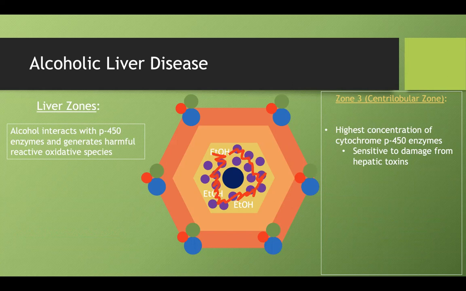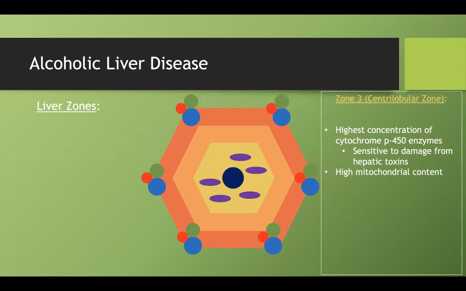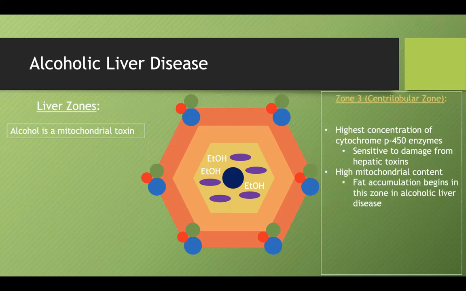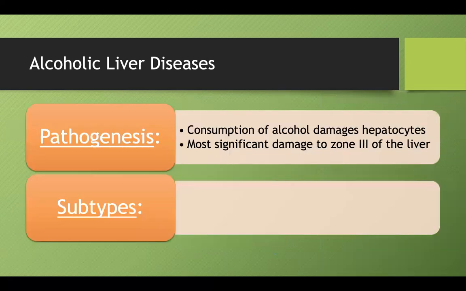zone initially. And keep in mind, the damage isn't just confined to zone 3 of the liver. I just want to point out that if they tell you where would the damage be most severe, and they've listed all 3 zones of the liver, they probably want you to pick zone 3 or the centrilobular zone. Additionally, zone 3 has the highest mitochondrial content. And as we know, alcohol is a mitochondrial toxin as well. So if alcohol comes into this region, it can damage that mitochondria, and fat accumulation generally begins in this zone first.